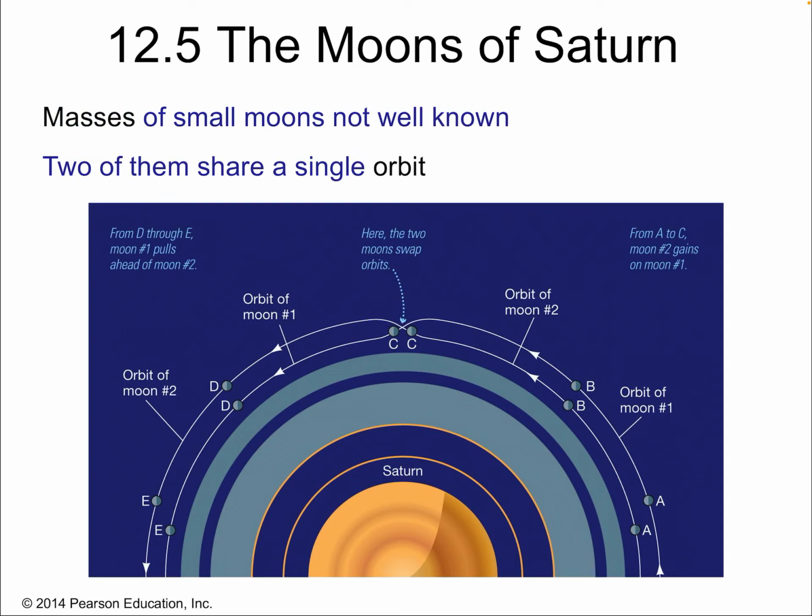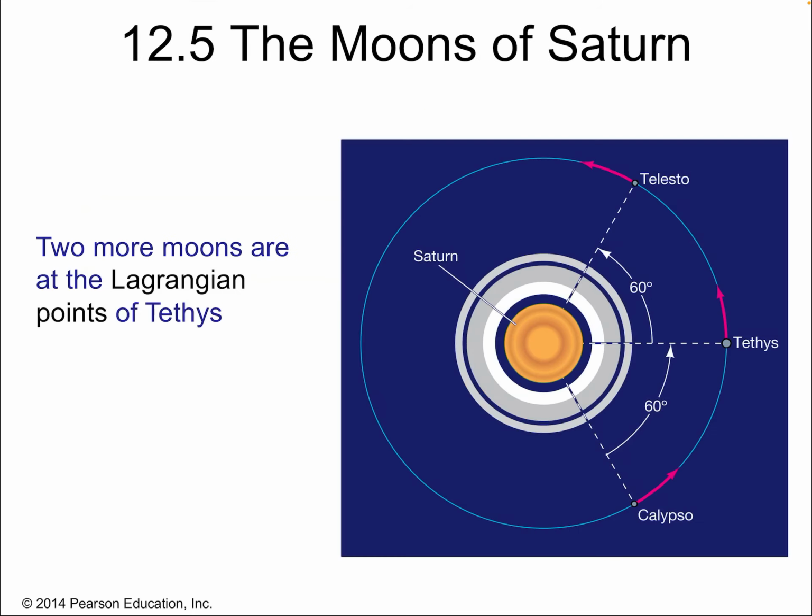And the masses of the small moons are not well known. Two of them share a single orbit, for example, which almost seems impossible, but certainly is the case. Here we have orbits swapping. And there's so many. There's about 50 of these small moons with so much interesting data continually being collected by scientists. And there are 2 more moons that are at the Lagrange points of Tethys.